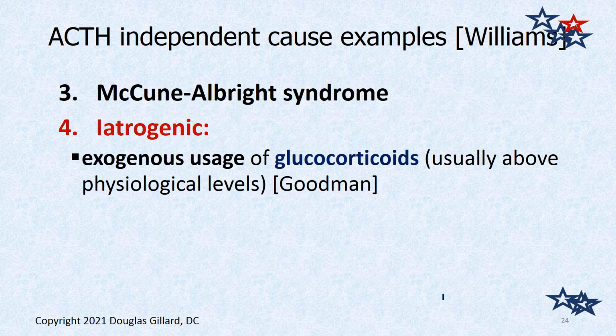Another one is McCune-Albright syndrome, and iatrogenic, so this is common. If you take too many steroids, if you have really bad RA and they keep raising your corticosteroids, you are going to have ACTH-independent Cushing's disease. That would be from exogenous use of glucocorticoids.